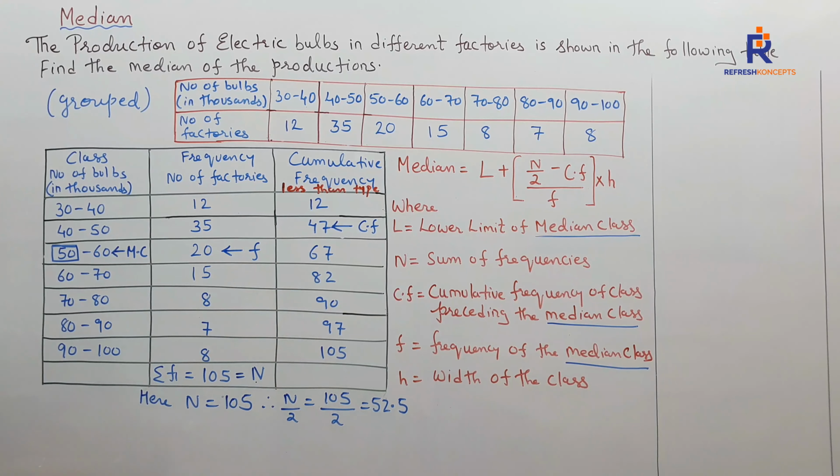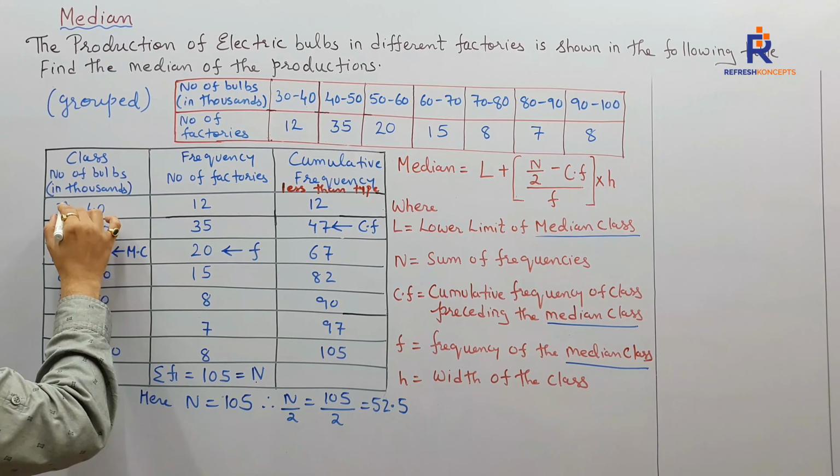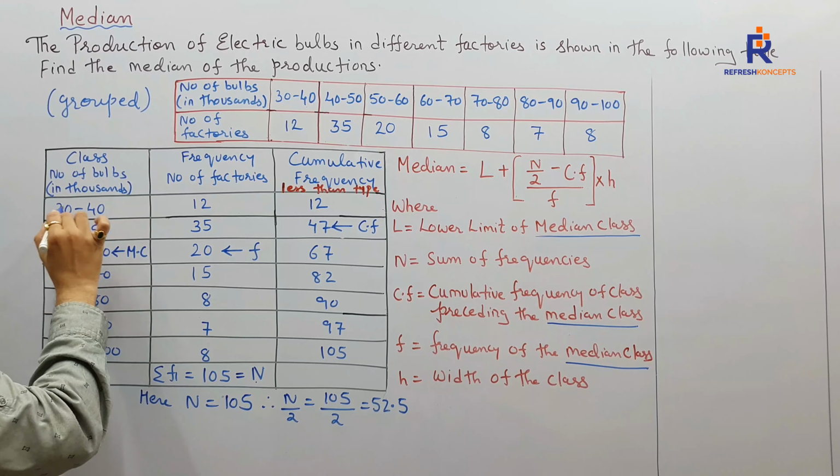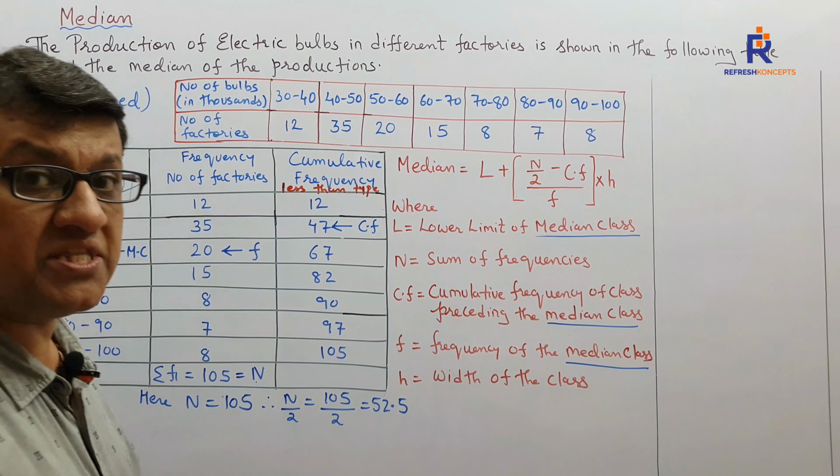Frequency of the median class. I hope my children are getting it. H, width of the class. What is the width of the class? Upper limit minus lower limit. 10 is what the answer is.